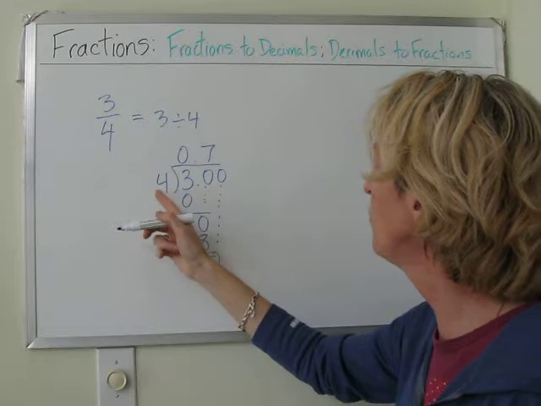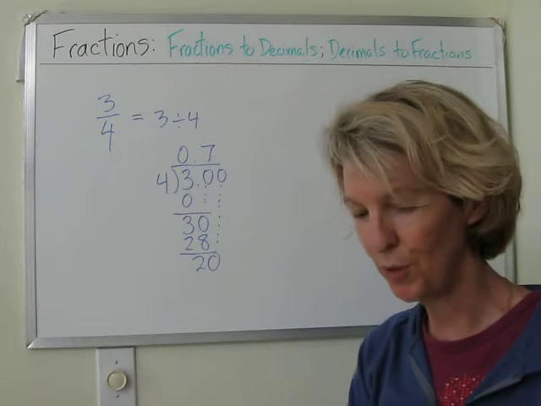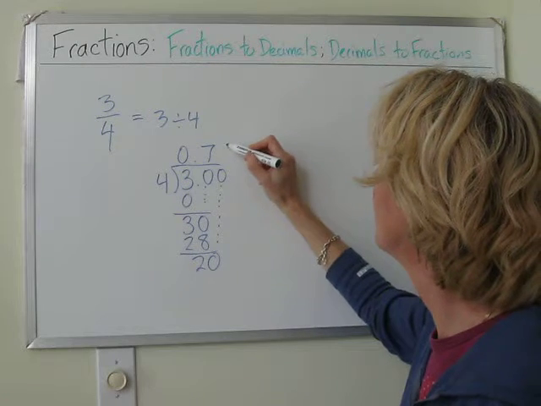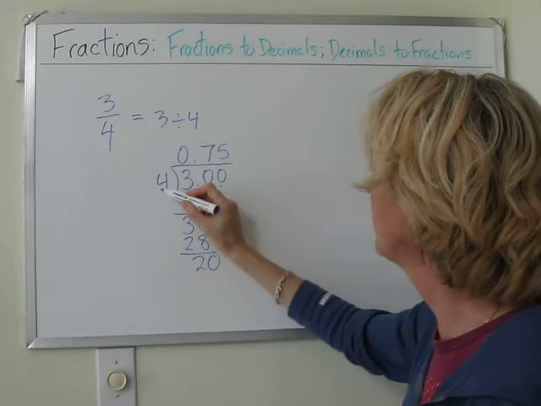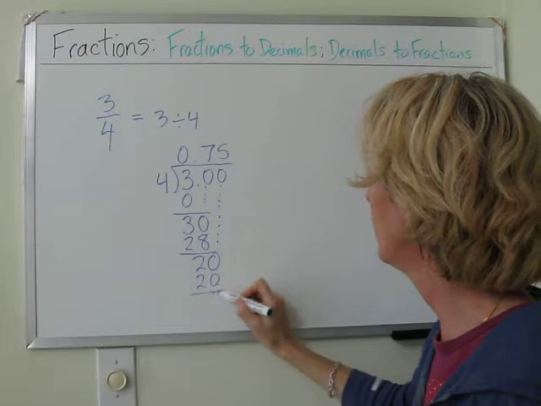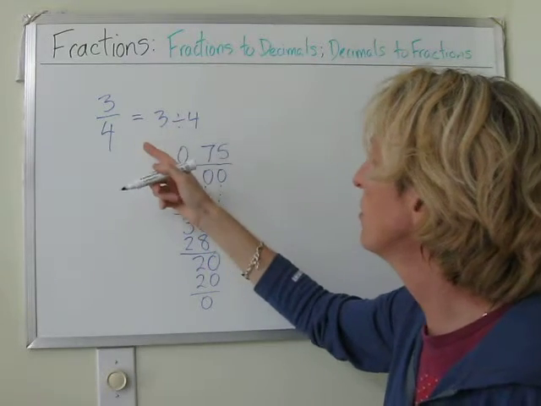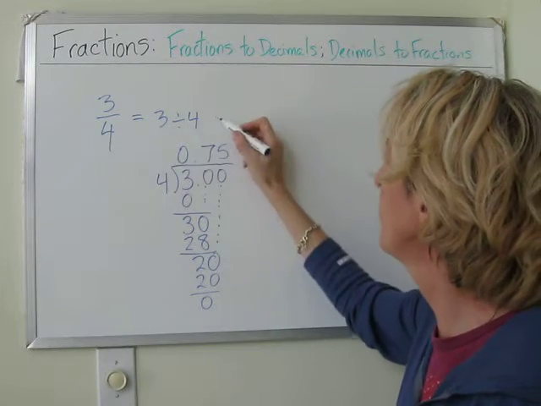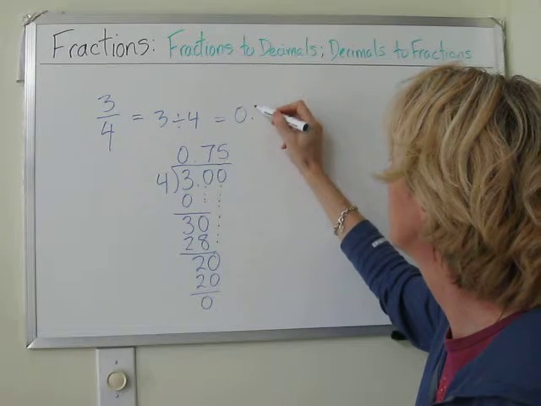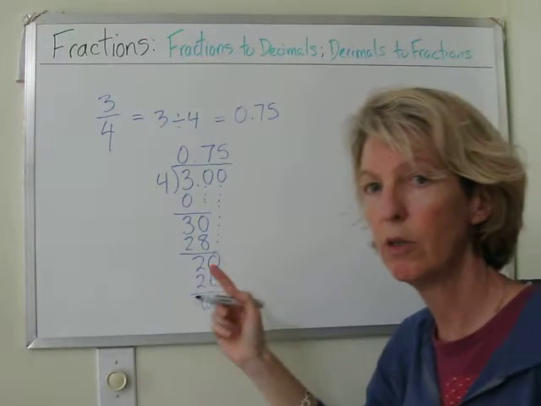Now, how many times does 4 divide into 20? 5 times. Good. And where does the 5 go, hon? At the 7. Great. Now, 5 times 4 is? 20. And we have 0 remainder. So 3/4 is the same as 3 divided by 4, and we just calculated that to be 0.75. Good.